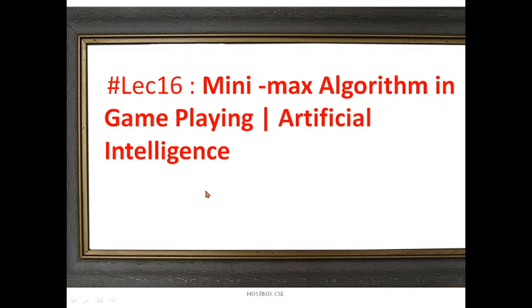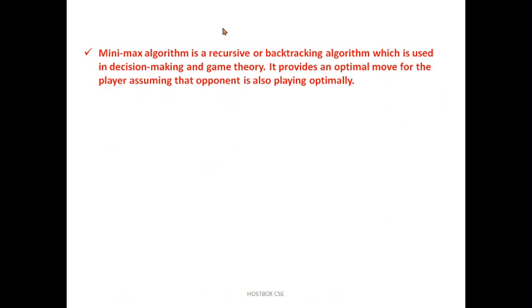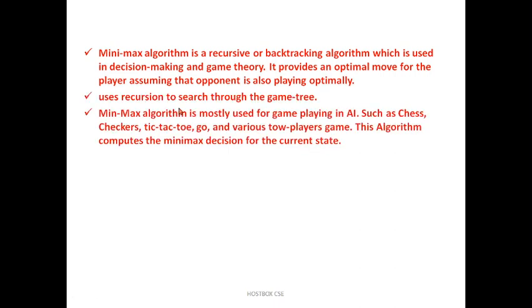It is one of the algorithms that is very helpful to understand, and easy also. First we will see some points, then go for another mode of explanation. So generally, what is the minimax algorithm? It is a recursive, or you can say backtracking, algorithm which is used in decision making and game theory also. It provides an optimal move for the player, assuming that the opponent is also playing optimally. It uses recursion to search through the game tree.